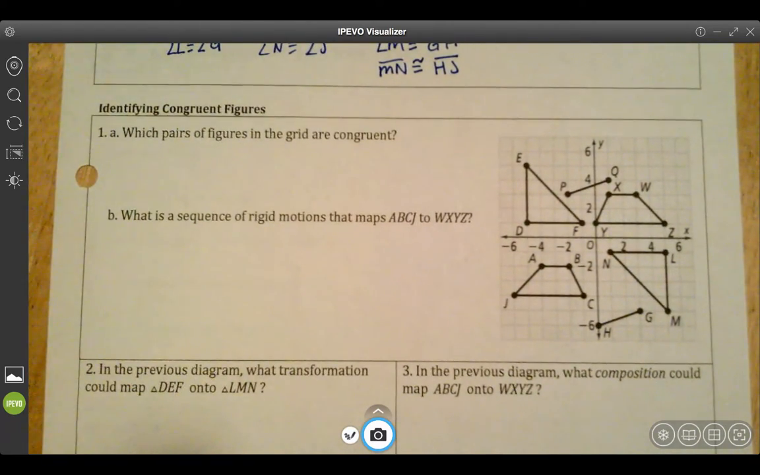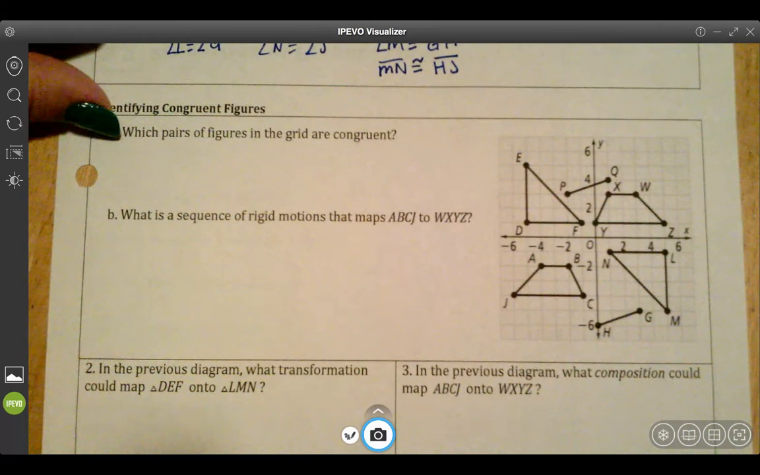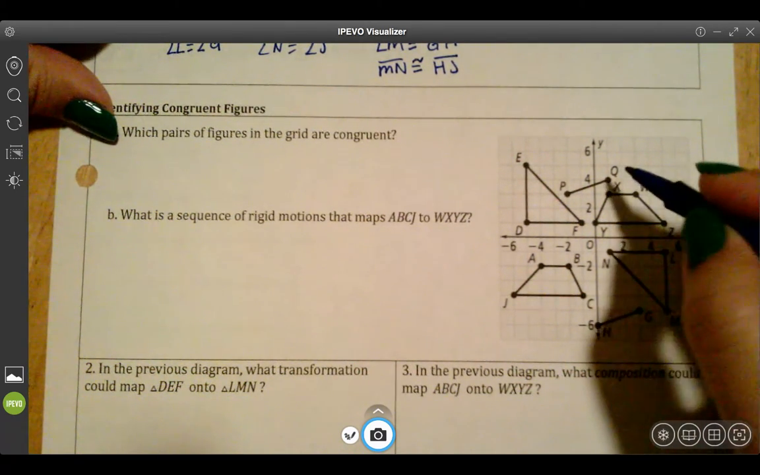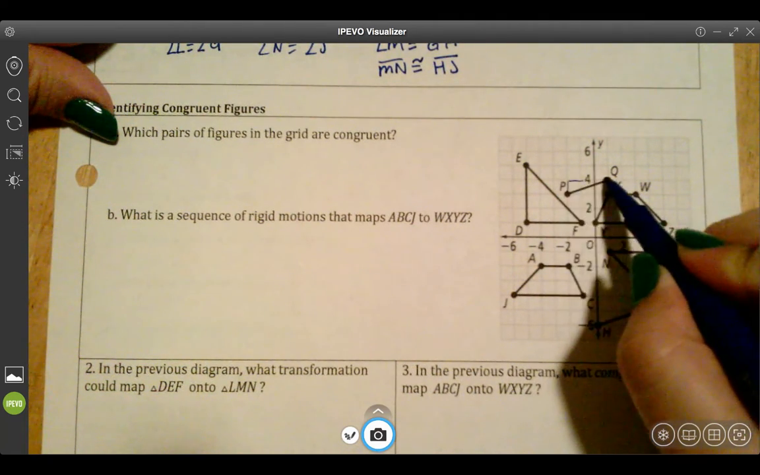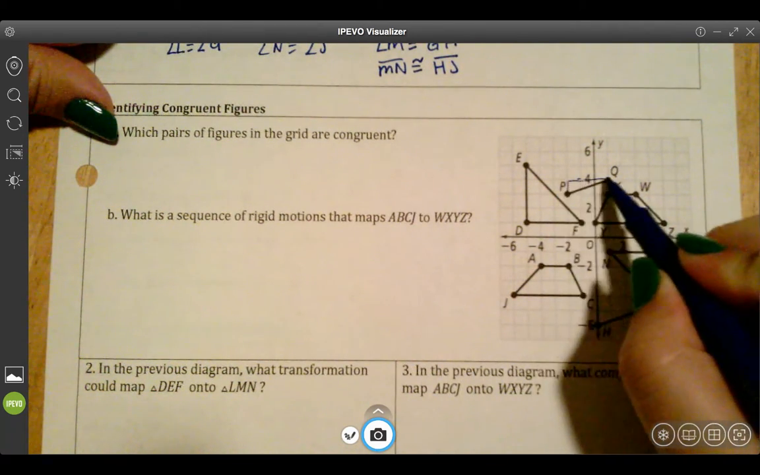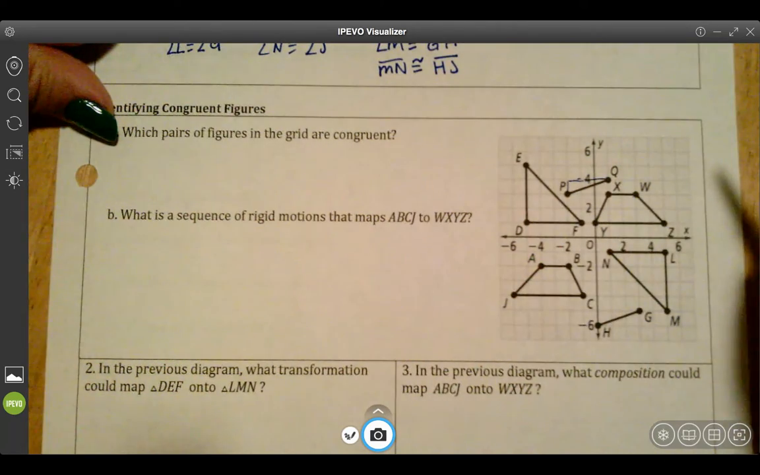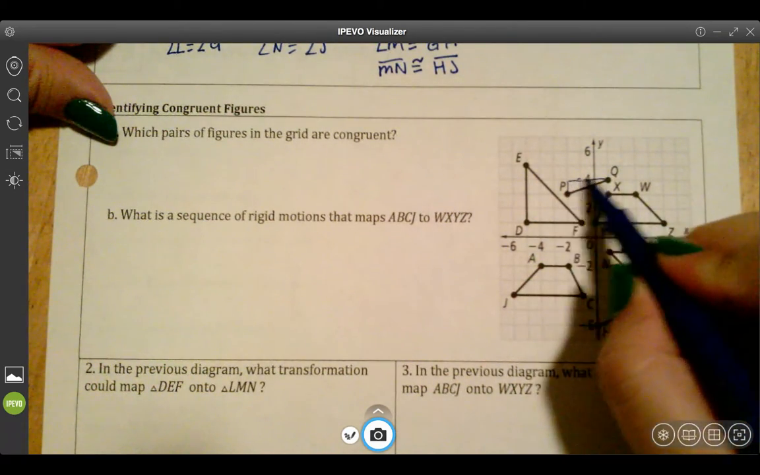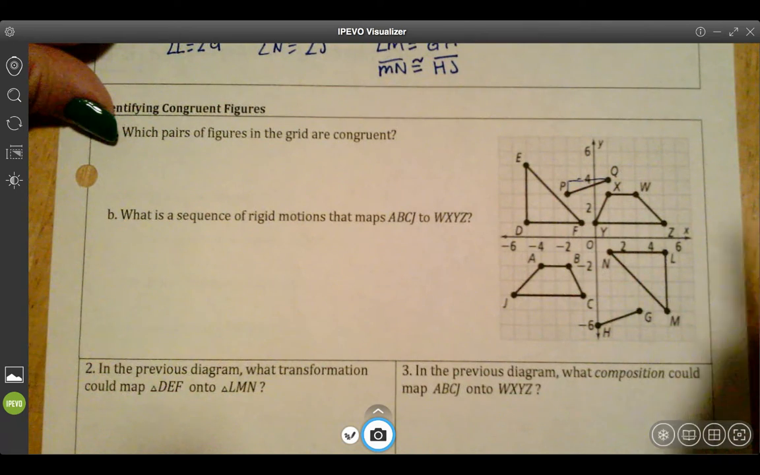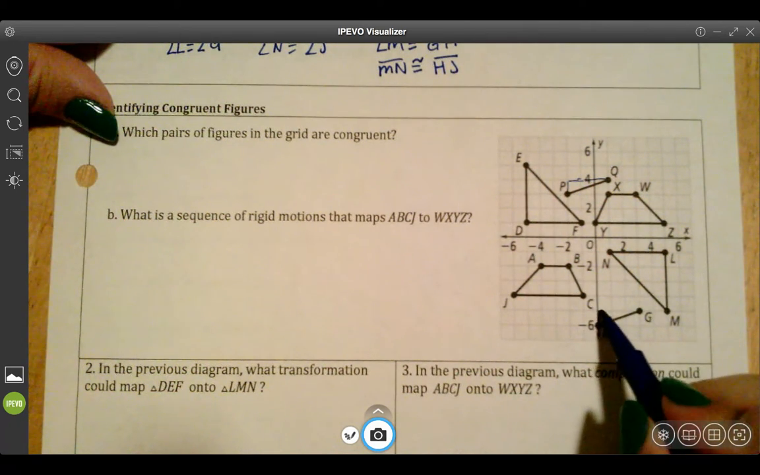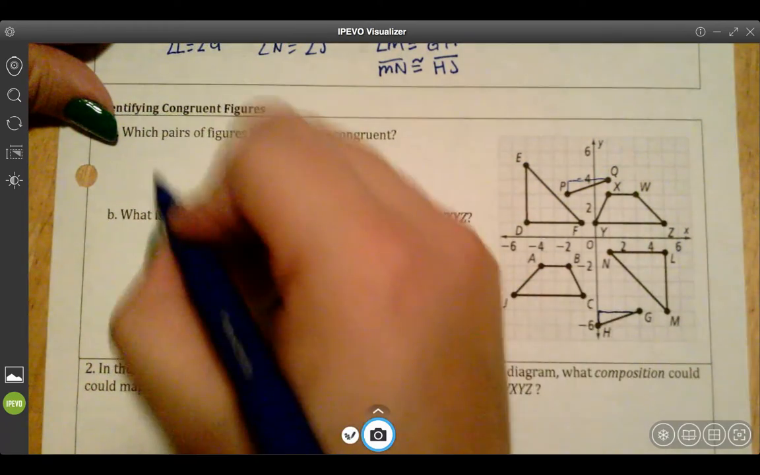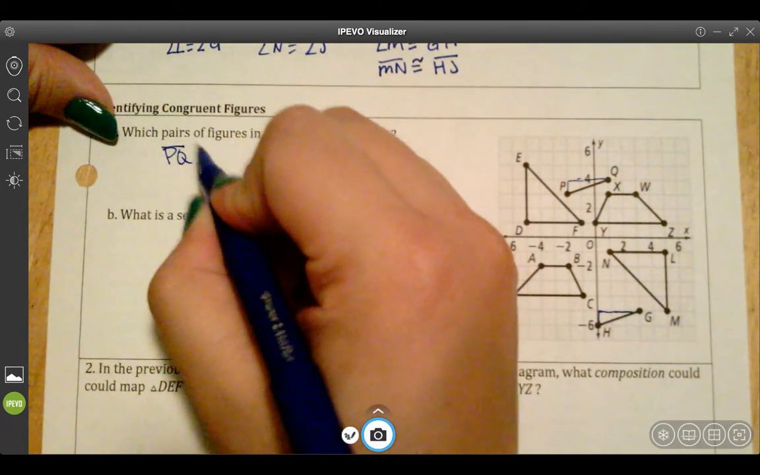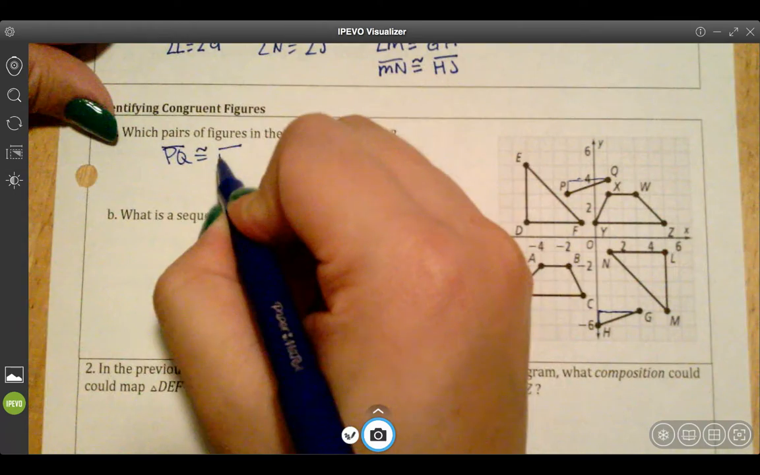All right, and the next example, identify congruent figures. Which pairs of figures in the grid are congruent? Well, let's start with our segment here. This segment has a length. We could make a little triangle here, 1 and 3. With the Pythagorean theorem, we could find its exact length, but really just the 1 and 3 define that length. So if we go to this segment here, 1 by 3, also the same length. And so we can say that segment PQ is congruent to segment HG.